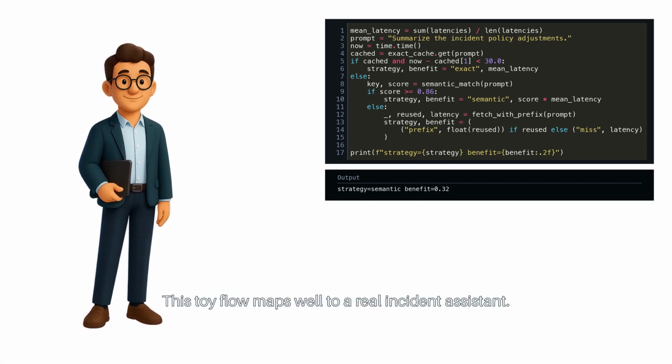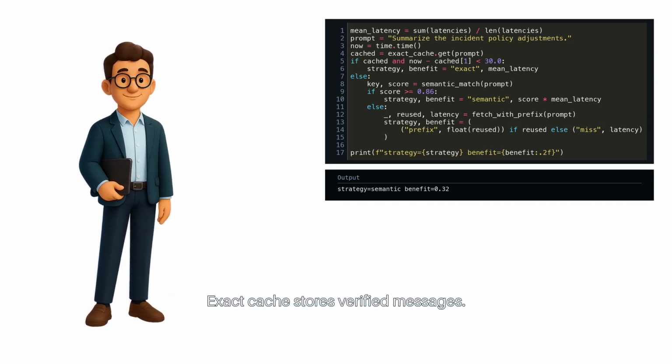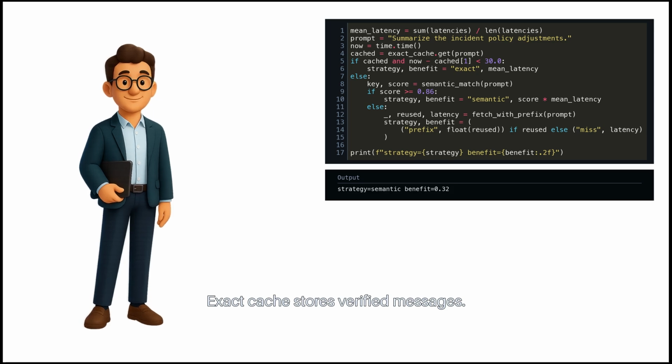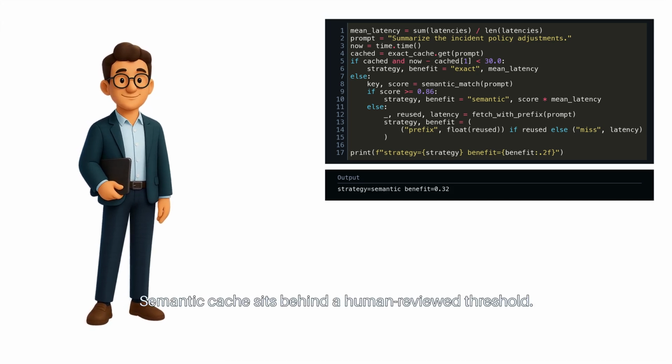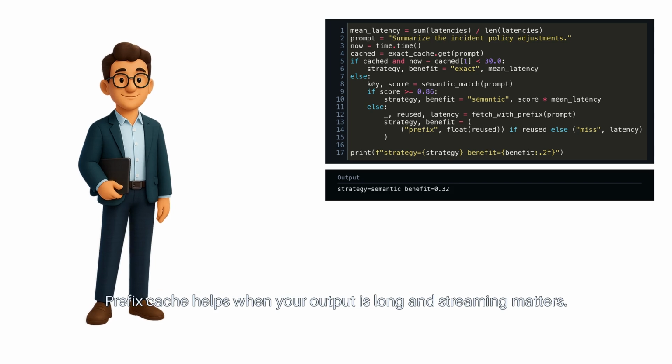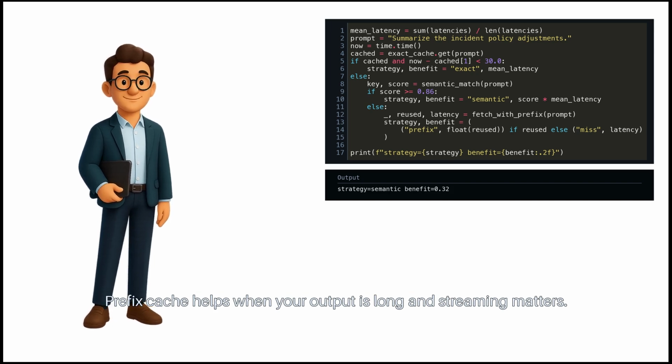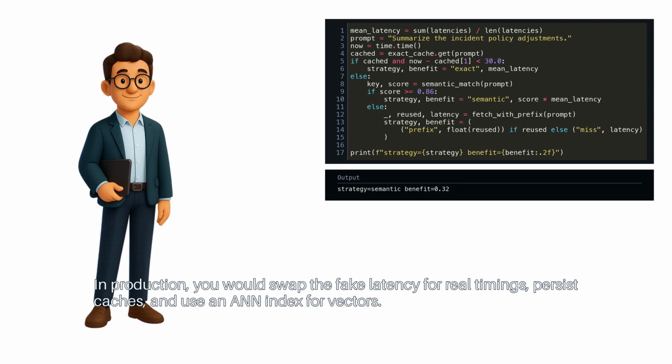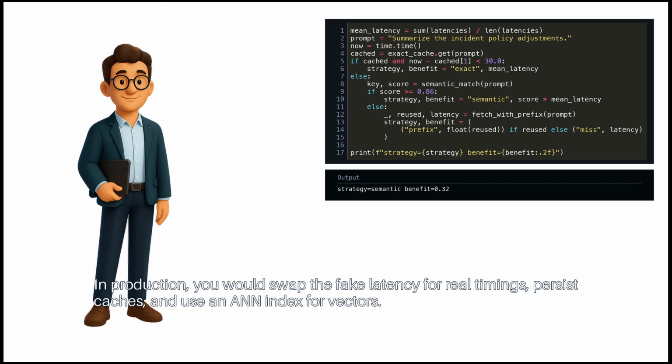This toy flow maps well to a real incident assistant. Exact cache stores verified messages. Semantic cache sits behind a human-reviewed threshold. Prefix cache helps when your output is long and streaming matters. In production, you would swap the fake latency for real timings, persist caches, and use an ANN index for vectors.